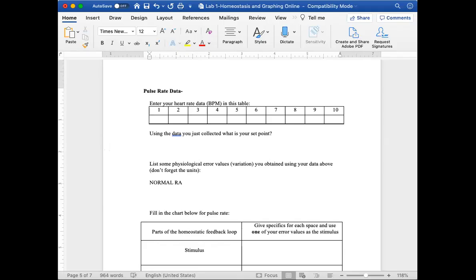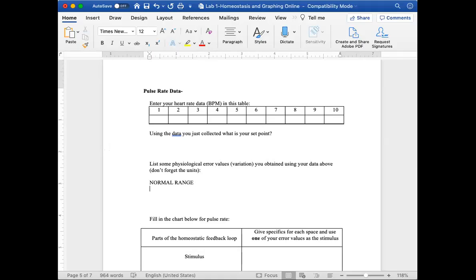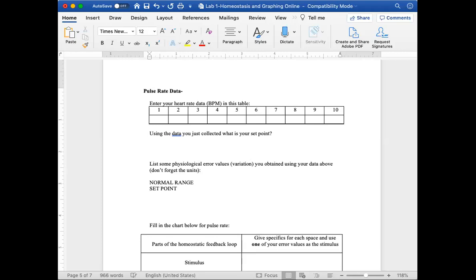How many more times can I say it? For each of the homeostatic feedback loops, you should know normal range for blood pressure, for heart rate, and for respiratory rate. Then know typically what a set point is, or how you would calculate a set point, and then how you would figure out physiological error from a data set.